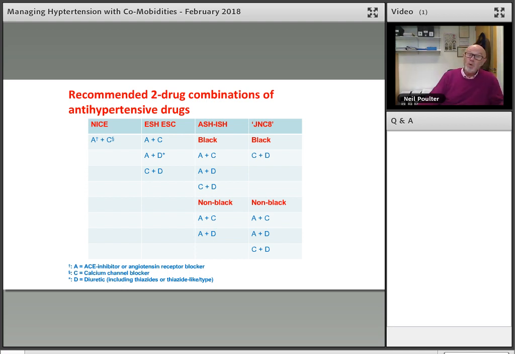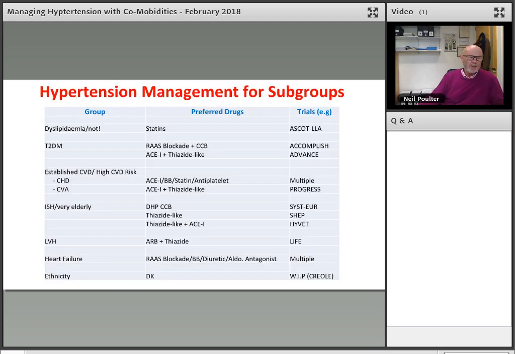That tells us two things. We do not know the best evidence of what the right combinations should be by ethnicity. And this really highlights that issue. That needs sorting out. So to summarize the management for subgroups, here we see dyslipidemia or not.